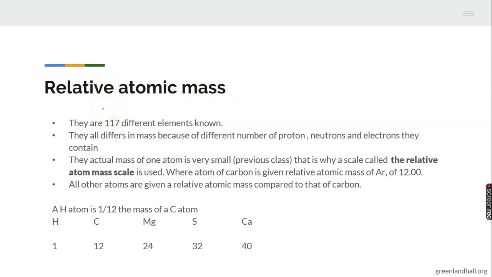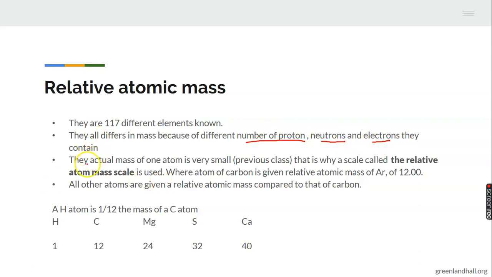Okay, when we look at the periodic table as a whole, there are 117 different elements known. And they all differ in mass because of the different number of protons, neutrons and electrons they contain. That's the reason for the different masses that they have, due to these three: the number of protons, neutrons and electrons.